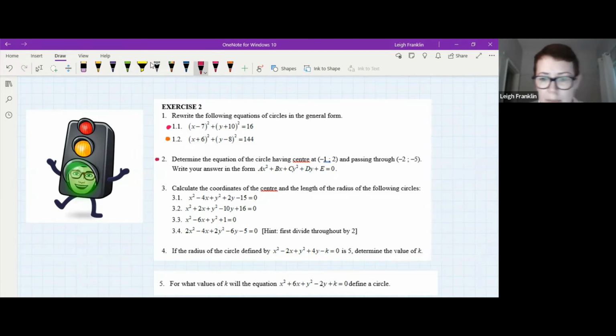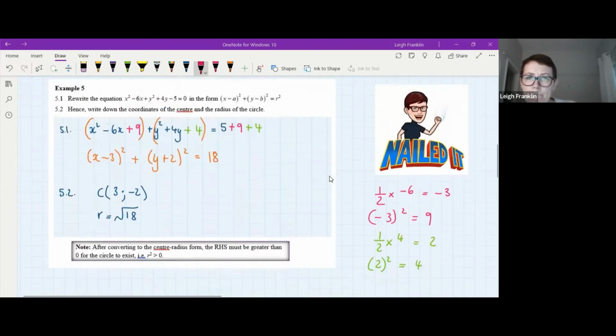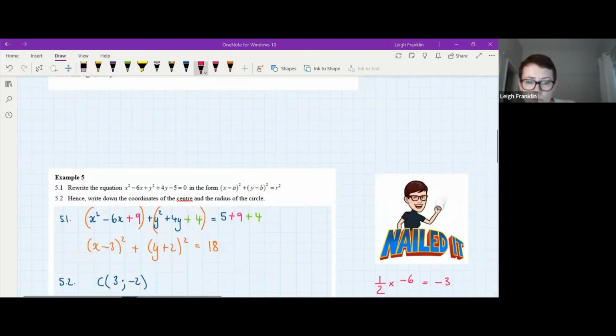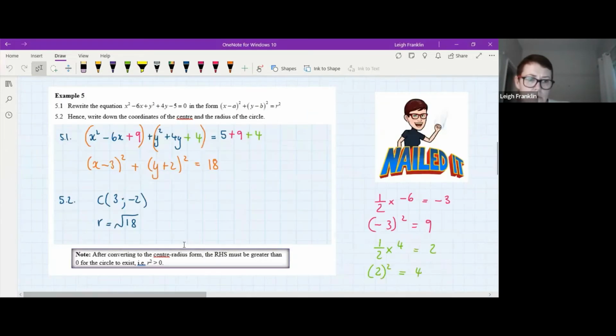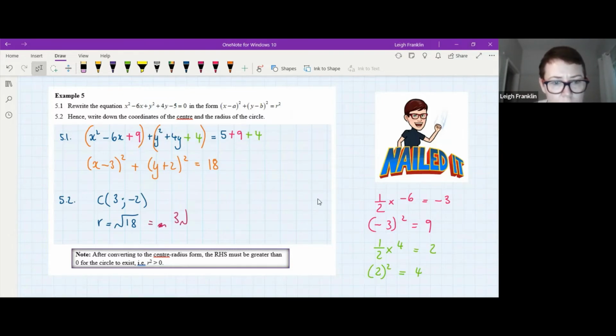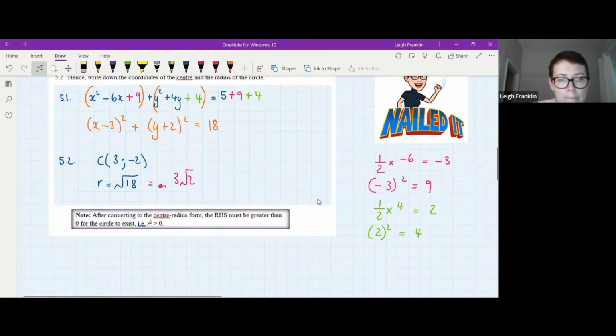What I really want us to be able to practice is, which answer, Michelle? So this is the 3√2. Is that it? 5.2. Oh, okay, hang on a second. There. Okay, so the coordinates at the center were 3 and -2, and the radius was √18, or if you prefer to write that as 3√2, it's the same thing. Okay, Michelle?